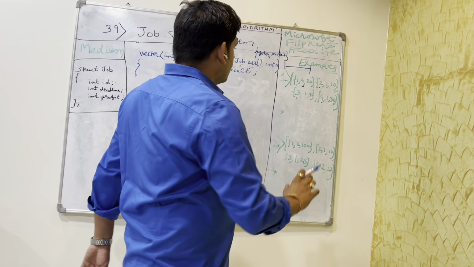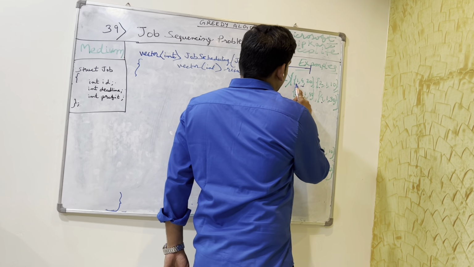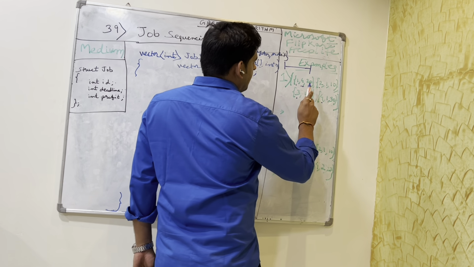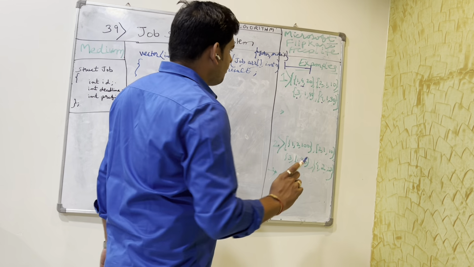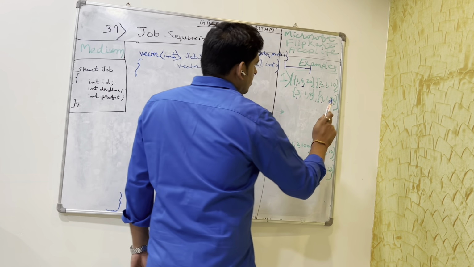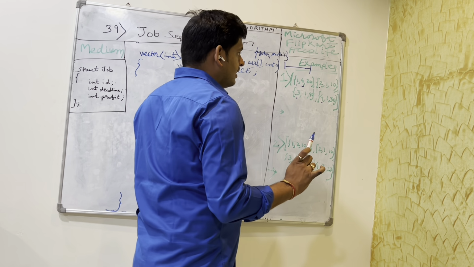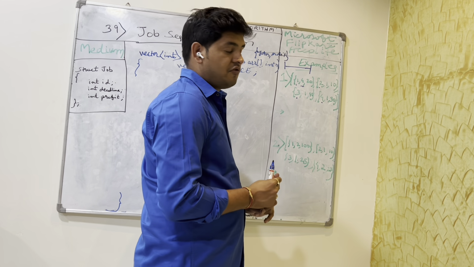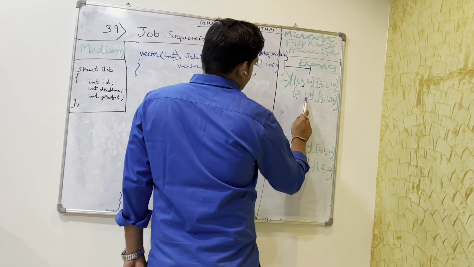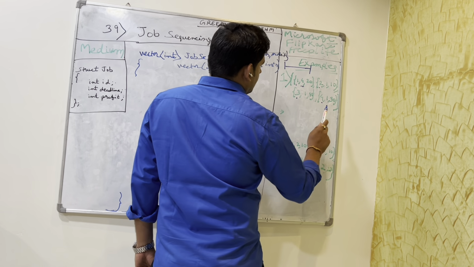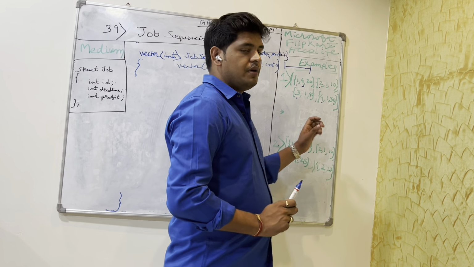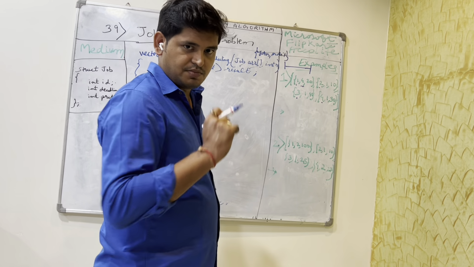Now we have this first job whose deadline is 4 and profit is 20. We have the second job whose deadline is 1 second and its profit is 10. That means in the first second we have to complete it, otherwise we can't complete it. The third job's deadline is also 1 and profit is 40. The fourth job's deadline is 1 and the profit is 30. Now what would be our answer? We need to maximize profit.